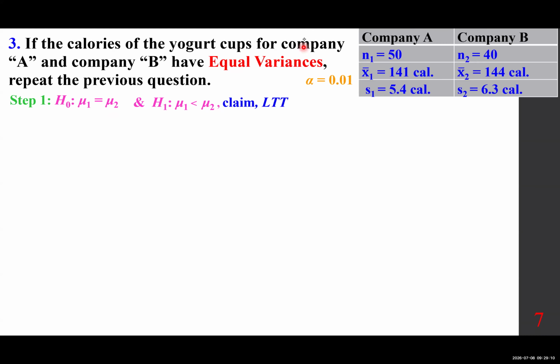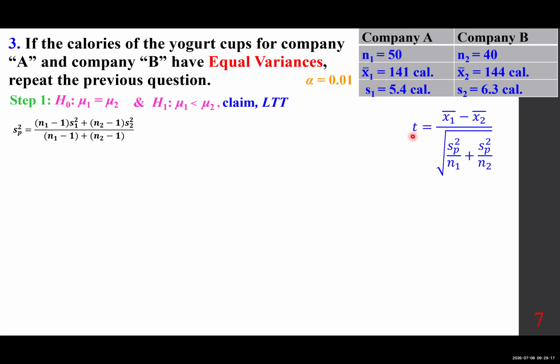What happens is step 2, I want to calculate the test statistic, and the formula is different. The test statistic is x1 bar minus x2 bar over the square root of s sub p squared over n1 plus s sub p squared over n2, where s sub p squared is called the pooled variance, and s sub p squared is n1 minus 1 times s1 squared plus n2 minus 1 times s2 squared, over n1 minus 1 plus n2 minus 1. The formula maybe is a tad complicated, but nevertheless, you have it in your formula sheet.